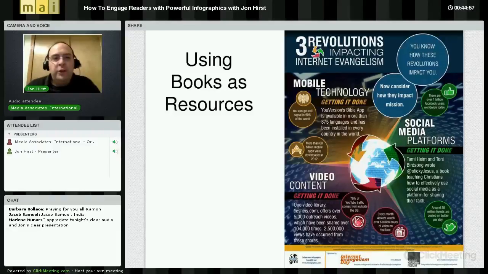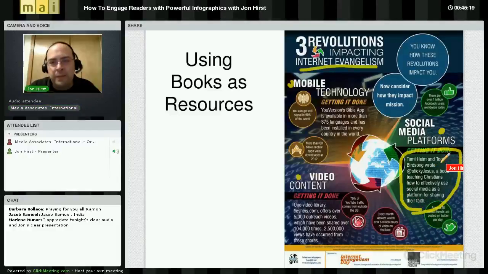The first is using books as resources within infographics. So this is an infographic we did on the 3 revolutions impacting internet evangelism. We talk about mobile technology, video content, and then social media. In the social media area, we highlighted a book written by Tammy Heim and Tony Birdsong called Sticky Jesus. It's a book about teaching Christians how to engage in social media for evangelism. So as you're thinking about how to use infographics, this is a wonderful way to plug your books in as sources on the infographic itself to get people engaging with your content.